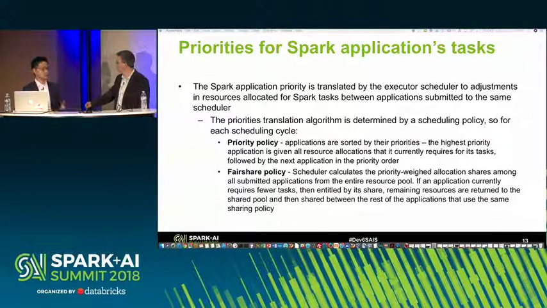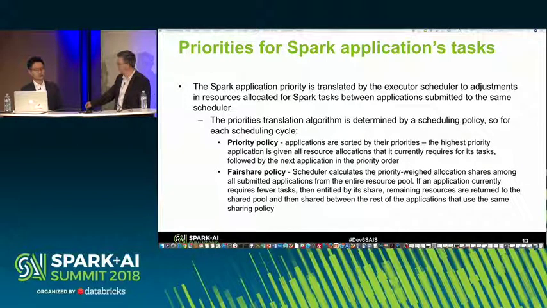And if you use priority policy, for each scheduling cycle, applications are sorted by their priorities. And then the highest priority application is given all resource allocations that it currently requires for its tasks, and then followed by the next application in a priority order.